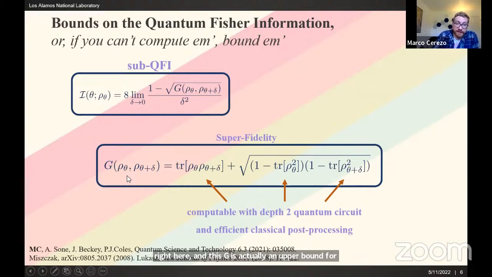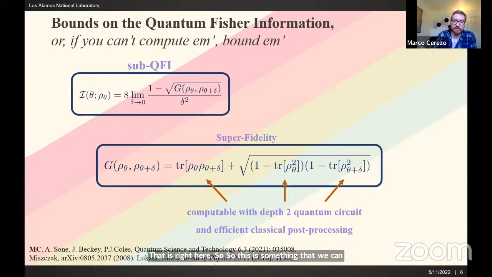And the super fidelity is given by this equation right here. Now you can see that this has some really nice properties because you take your exact state, you take your error state, and now you just have to compute their overlap and you have to compute the respective purity of those two states. And those can be efficiently computed in a quantum computer, right? We can actually do this with a depth 2 circuit and some post-processing via this paper that is right here. So this is something that we can efficiently compute.